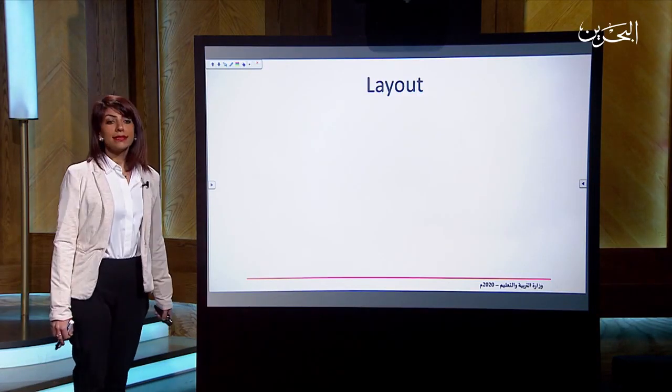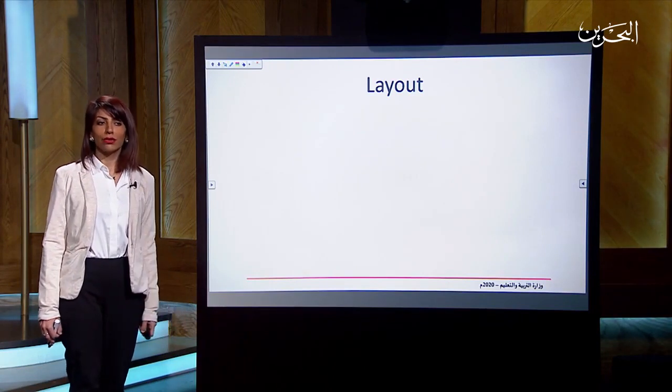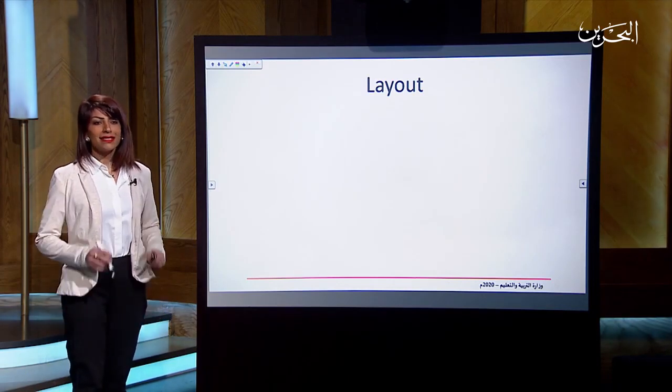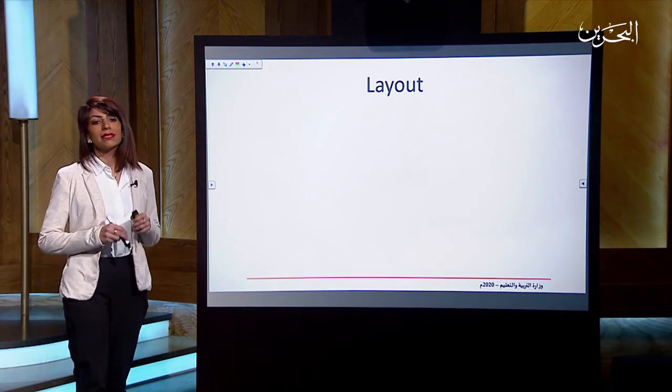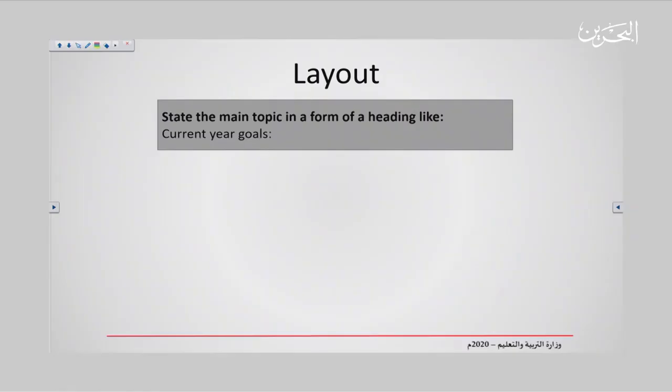Now, let's move to the second objective of today, which is the layout of writing about short and long-term goals. Let's see together. How many paragraphs do you think we're going to have? This is a bit different from the other writings because it's listing points. Let me clarify that. We start at the introduction or the first paragraph. You're going to state the main topic in the form of a heading. Pay attention to the word heading. You will have a heading or a main idea. This is the main idea, current year goals.